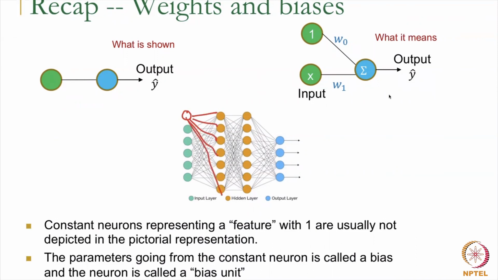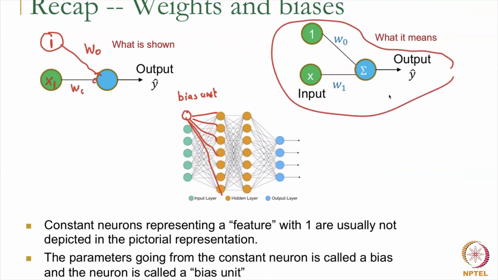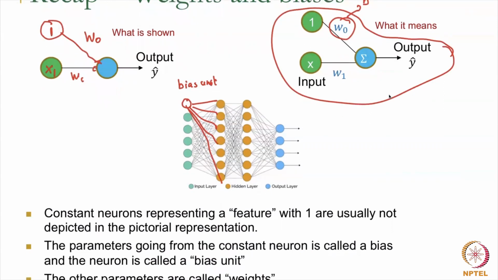Okay, so this is basically the bias unit. Even though only this is what is shown, what it means is there was a 1 here, there is x1, there was also a W0 here and a W1, and the actual picture is what is shown here. This unit is called a bias unit, sometimes denoted by B, sometimes by W0. That's because when you draw this, it might mean you have to connect this unit and this unit, but that's not true.